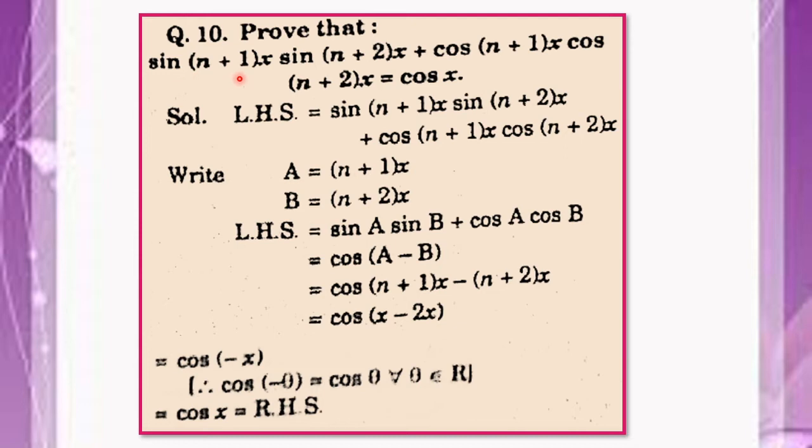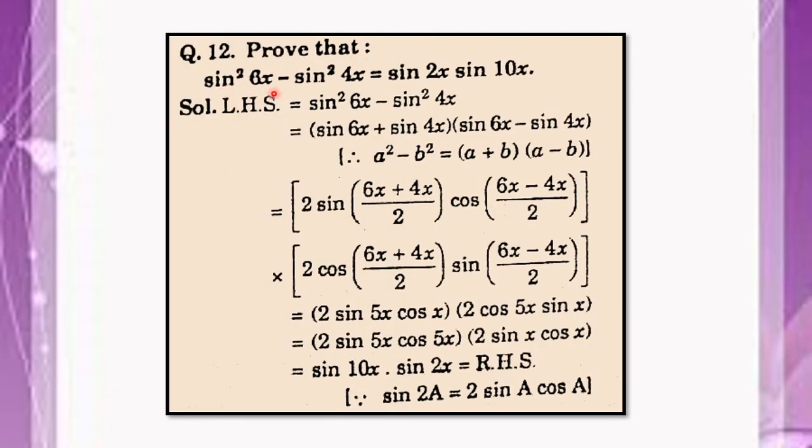10th question, sin((n plus 1)x) sin((n plus 2)x) plus cos((n plus 1)x) cos((n plus 2)x) is equal to cos x. Let's take the left hand side. Let (n plus 1)x be equal to a and (n plus 2)x equal to b. Put these values in the left hand side. We will get sin a sin b plus cos a cos b, which is the formula of cos(a minus b). Put the values back of a and b and get the answer. Cos(x minus 2x), which is cos of minus x, and cos of minus theta is equal to cos theta, which is equal to the right hand side.